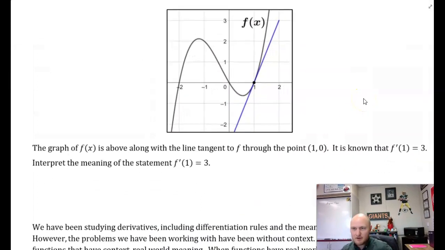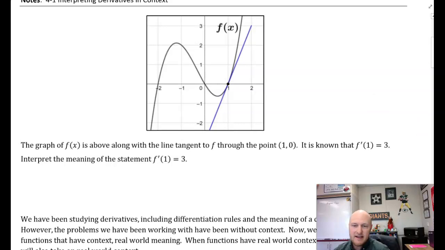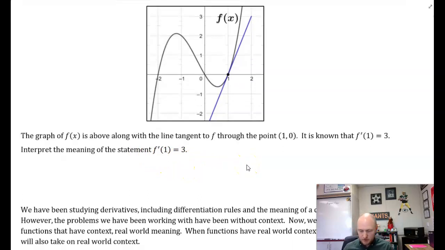Alright, here we have a graph of f of x, and it says the graph of f of x is above along with the line tangent to f through the point 1, 0. And they say it is known that f prime of 1 is equal to 3. Interpret the meaning of the statement f prime of 1 is equal to 3.